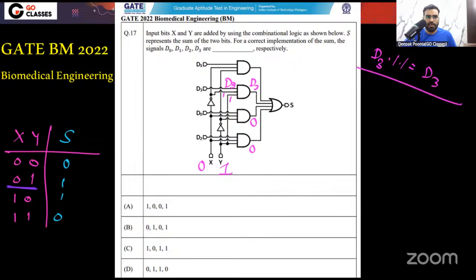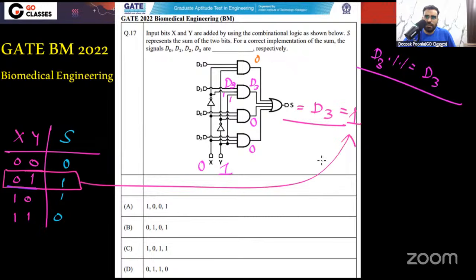And what about this AND gate? For this AND gate, the inputs are x bar, y bar. Because y is 1, so y bar will be 0. So here it will be 0. So you can see what S is. S will be equal to D3. And when x is 0, y is 1, then S must be 1, so D3 must be 1. Correct? So this D3 must be 1.